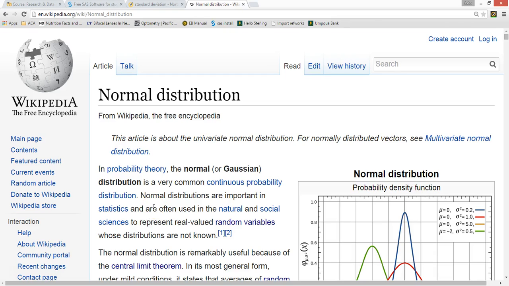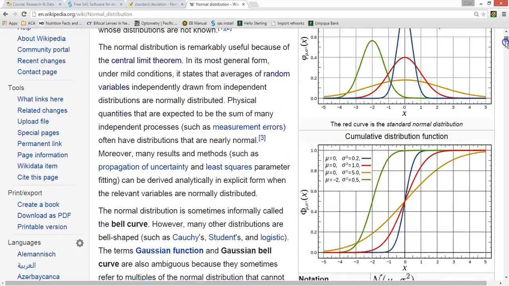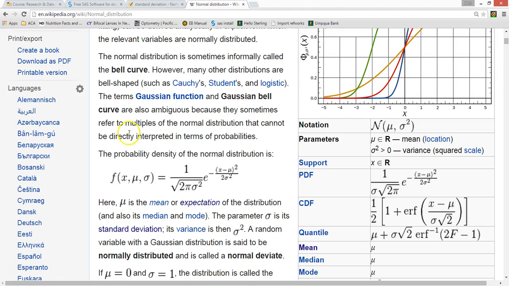I'd like to say a few things about the normal distribution. Normal distribution is fundamental to the understanding of statistics, and particularly parametric statistics. Parametric is derived from the word parameter, and the parameters of the normal distribution are things that we're very familiar with. So let's look at the formula for the probability density of the normal distribution.